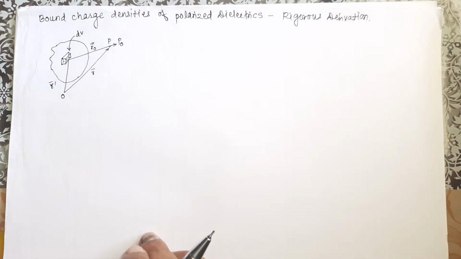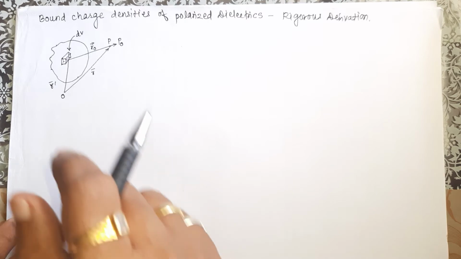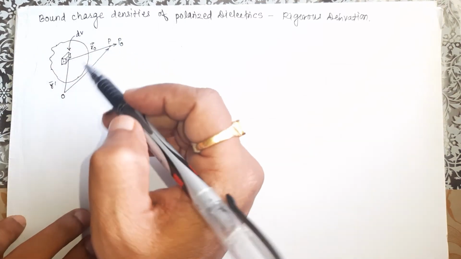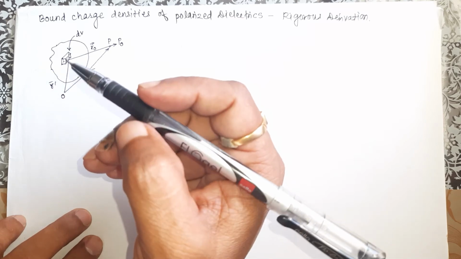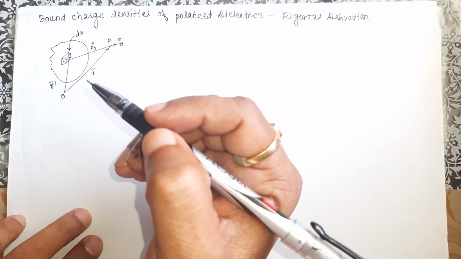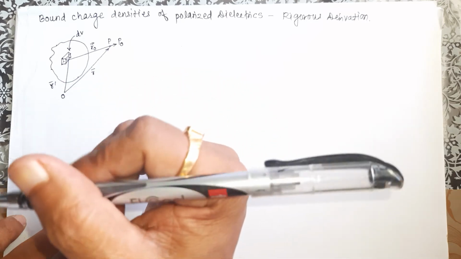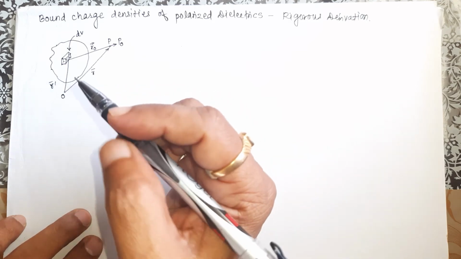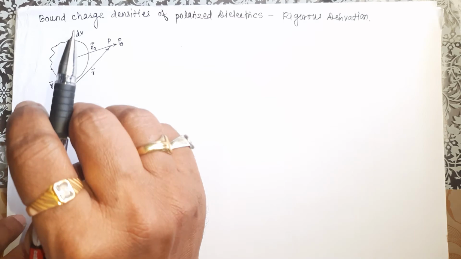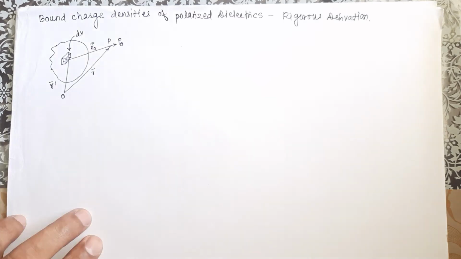In continuation with the bound charge densities, we'll see here the bound charge densities of polarized dielectrics with a rigorous derivation. In the last videos we have seen the equations of bound charge densities and surface charge densities could be obtained by a rigorous mathematical method as well. The polarization of a medium generates the bound surface and volume charges.